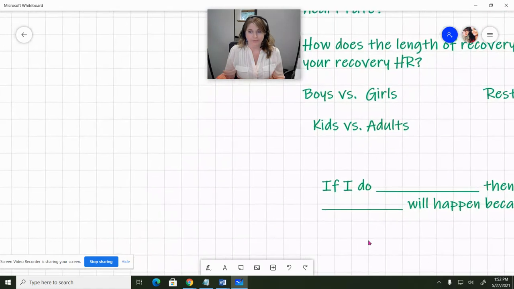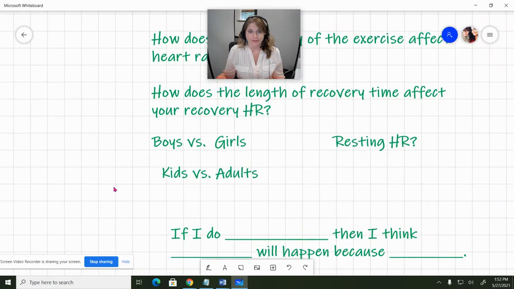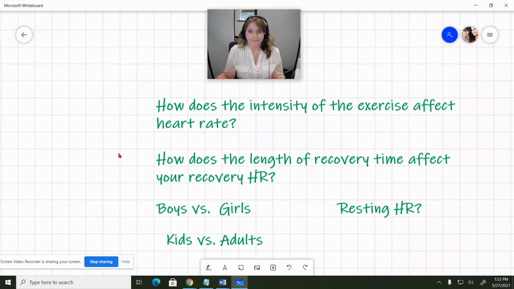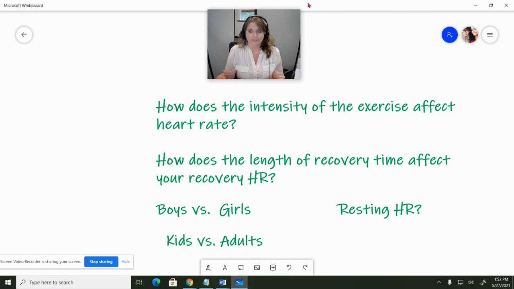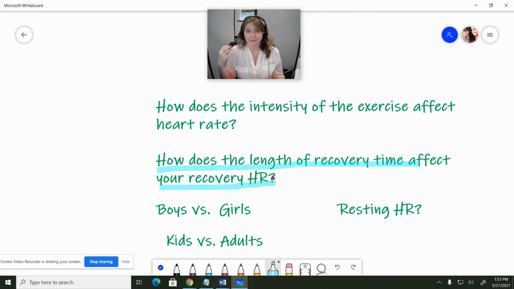So for example, if we were doing the length of recovery time, what we would do the same is we would still be doing the same exercise after every time we tested the recovery period. We're not going to change the exercise. We're not going to change the length of the exercise that we did. We're going to continue to do the same exercise. So you have to make sure you do that as well.